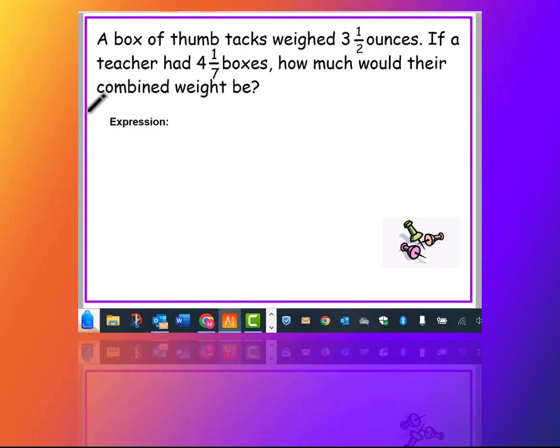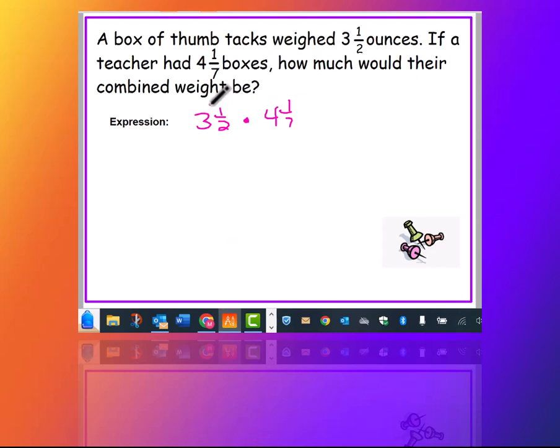Okay, a box of thumbtacks weighs 3.5 ounces. If a teacher had 4 1/7 boxes, how much would their combined weight be? Okay, so combined means we're still looking for a total, and we know that they weigh 3.5 ounces per box. So we're going to multiply by the number of boxes. So 3 1/2 times 4 1/7. And yes, you could change the order and have it be 4 1/7 times 3 1/2.